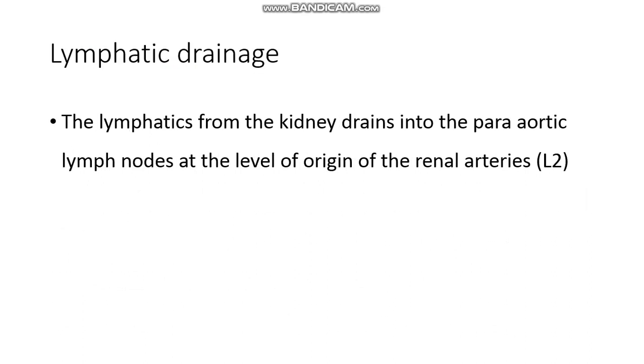The lymphatic drainage of the kidney. The lymphatics from the kidney drain into para-aortic lymph nodes at the level of origin of the renal artery. So both kidneys drain into para-aortic lymph nodes at the L2 level, that is at the origin of the renal arteries.